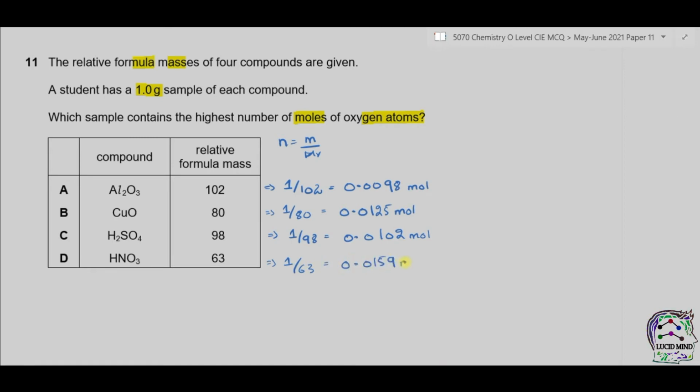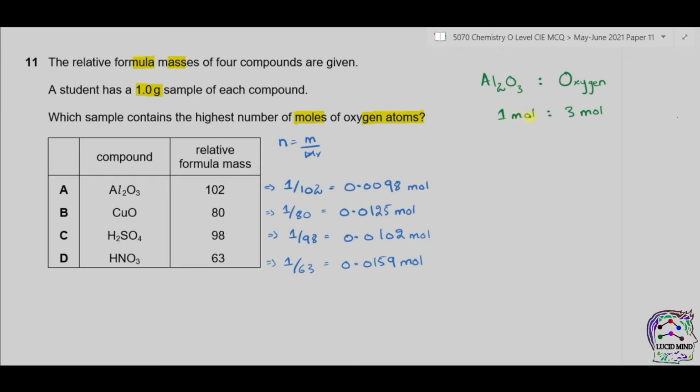0.0159 moles. Now we can find the moles of oxygen atoms in each of the compounds. First one is aluminum oxide and oxygen. In 1 mole of aluminum oxide, we have 3 moles of oxygen atoms. So we can write 1 mole for this, 3 moles for oxygen. This is because in the formula we have 3 oxygen atoms and 2 aluminum atoms. So in 1 mole of aluminum oxide, we have 2 moles of aluminum atoms and 3 moles of oxygen atoms.